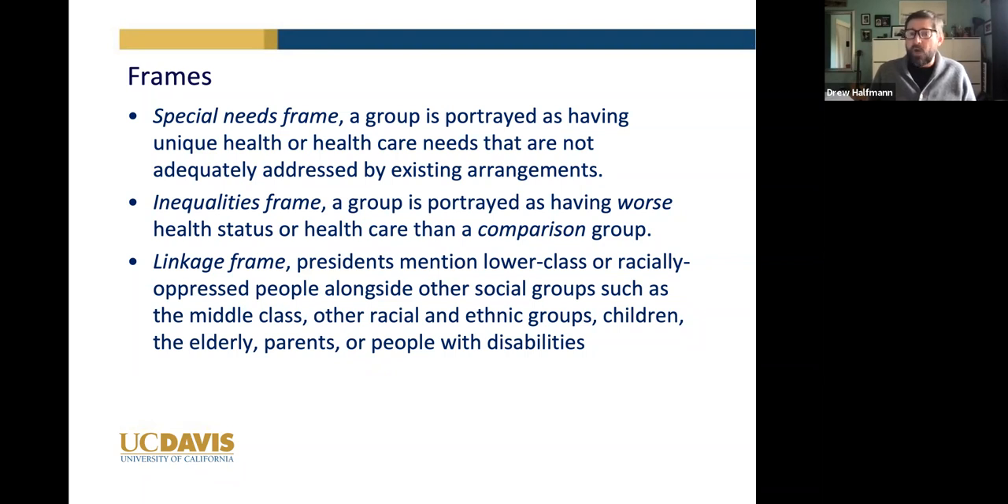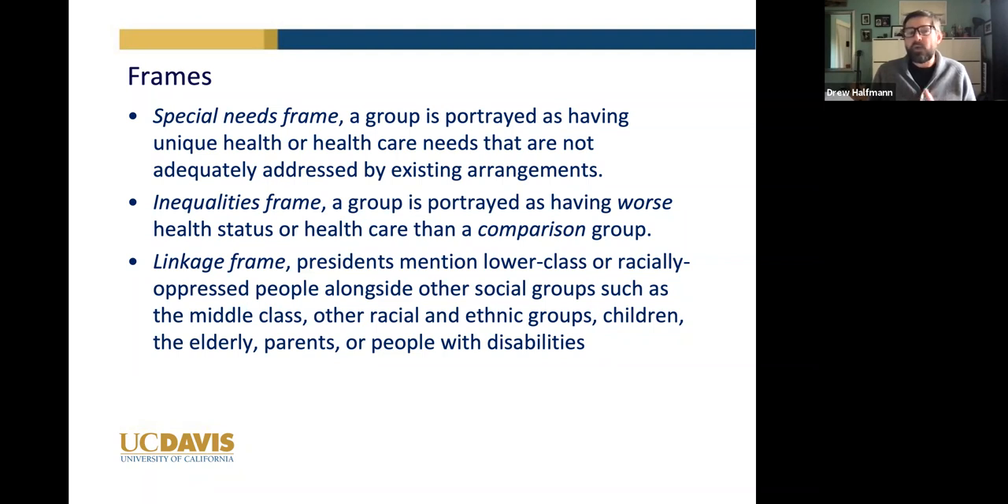A second frame is an inequalities frame, and this is when the group is explicitly portrayed as having worse health status or health care than a comparison group. So comparisons between Blacks and whites, for example, or whites and non-whites, quite common. Poor people and richer people, et cetera. And then lastly, there's a linkage frame where presidents mention lower class or racially oppressed people alongside other groups, such as the middle class, other racial and ethnic groups, children, the elderly, parents, or people with disabilities.